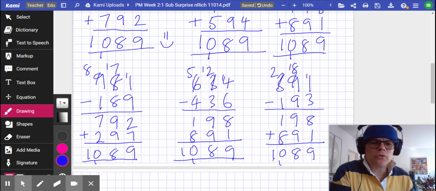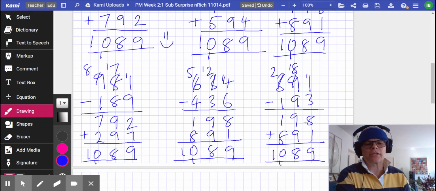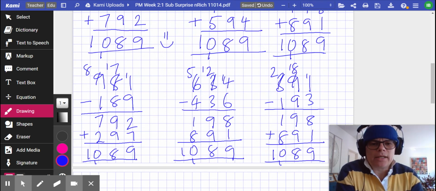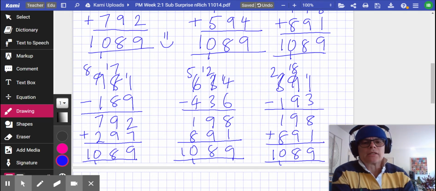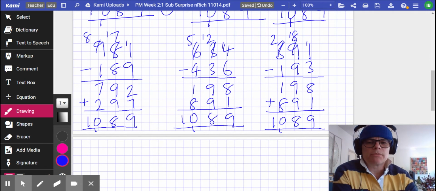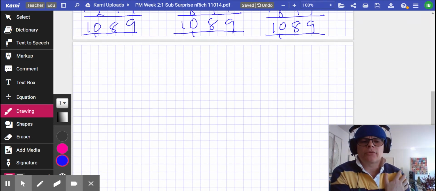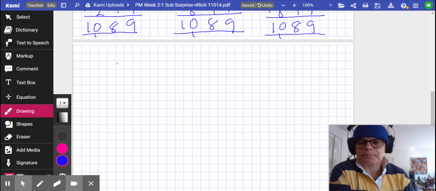Now, if you think you found one that doesn't follow this pattern, have a really, really good think. Look back at it and see whether you've got it right, whether there's a mistake in there somewhere. Sometimes in the past, students, when I've done this task with them, have done something like this. Let's go through this one.